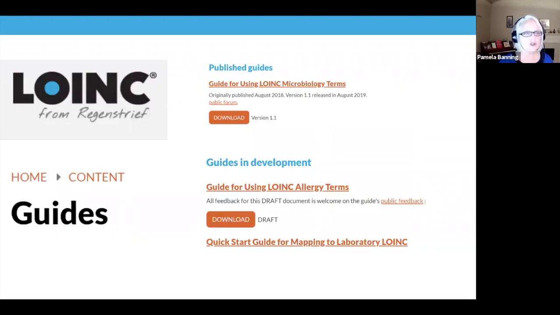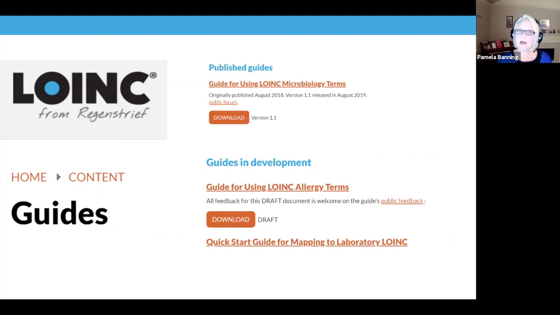Both Swapna and Jami also mentioned the guides that are being produced. There's one on microbiology that's already published, and currently there's concurrent development on a LOINC allergy guide and on a quick start mapping guide.